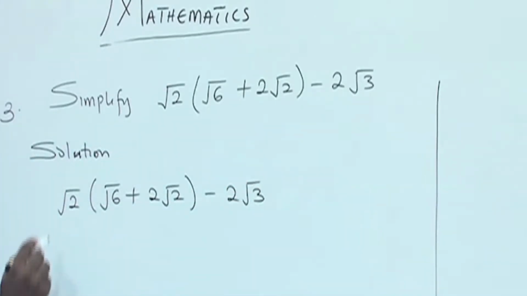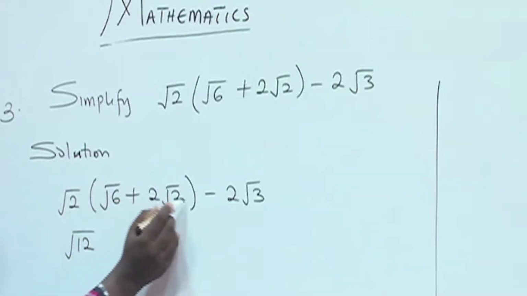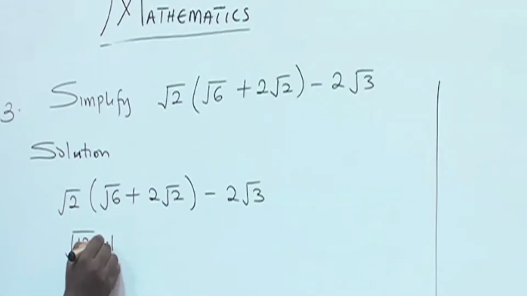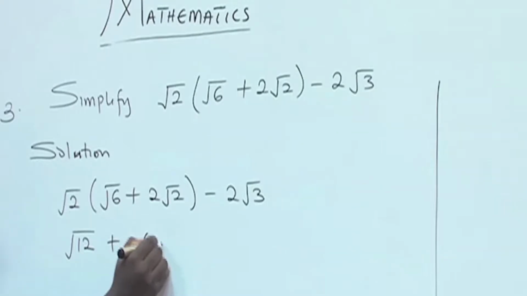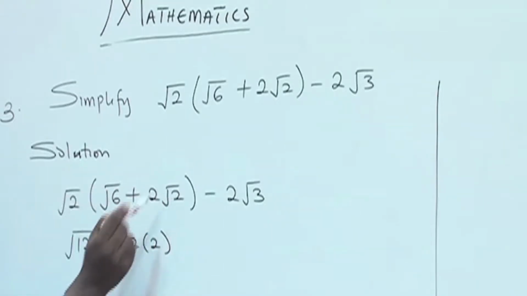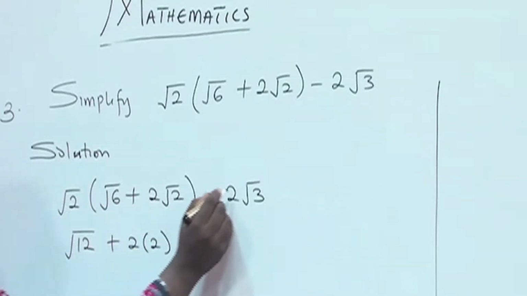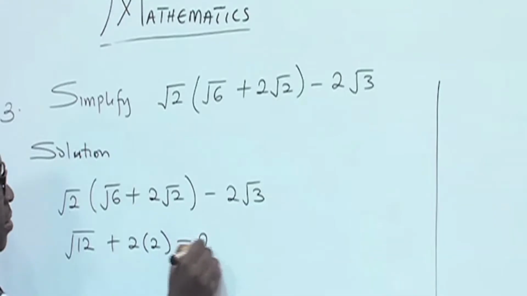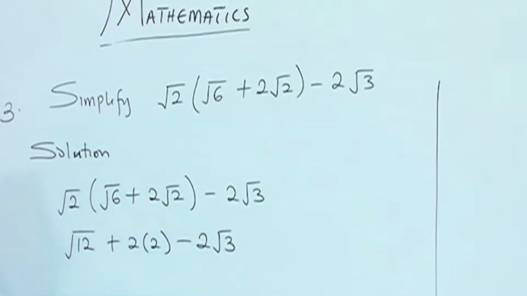To remove the bracket, we have root 2 multiplied by root 6. That is going to be root 12. Then root 2 multiplied by 2 root 2 is going to be 2 multiplied by 2. What happened here is that this particular 2 is the one here. Then root 2 multiplied by root 2 is 2. Then I'm going to add this finally. That is minus 2 root 3.